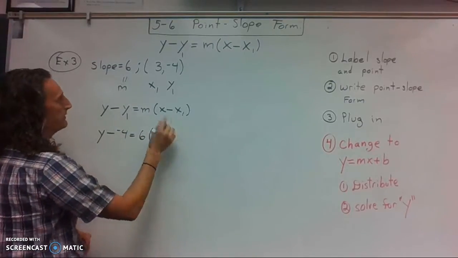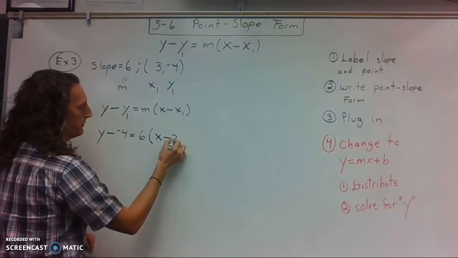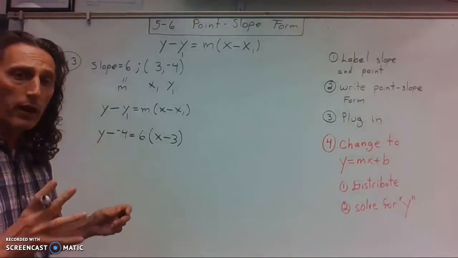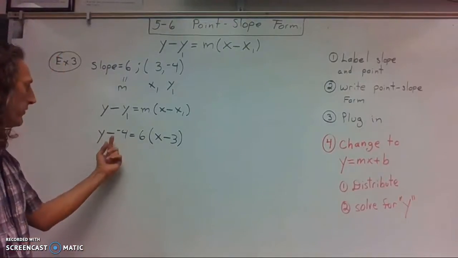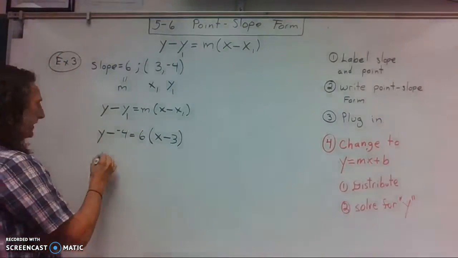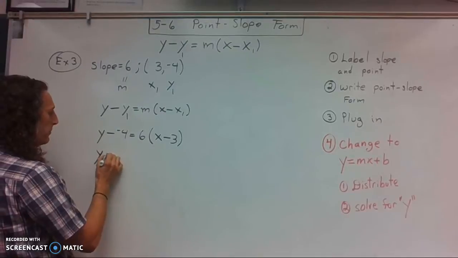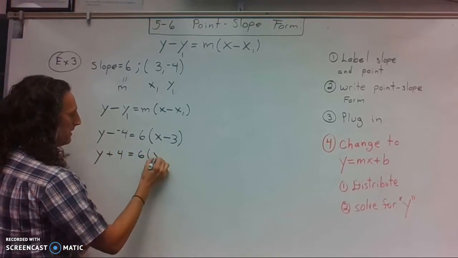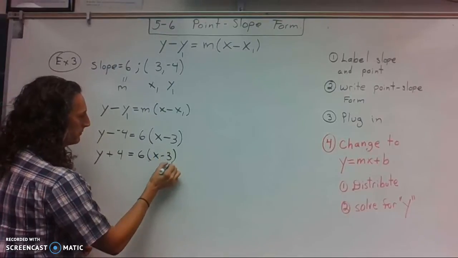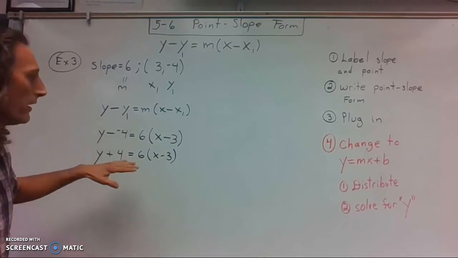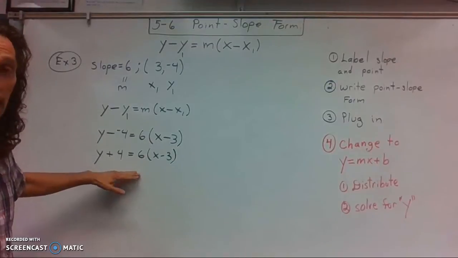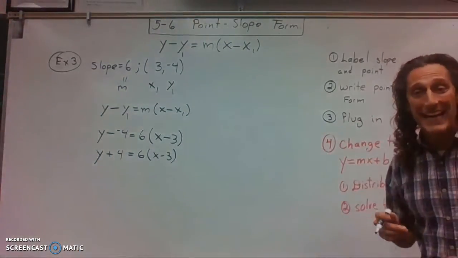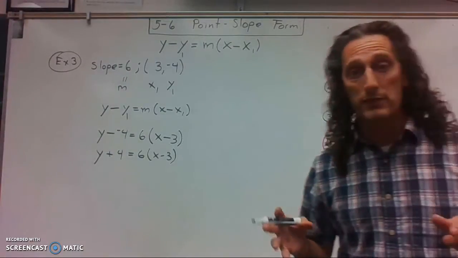X minus, and then that's just a 3. Close it up. Now, before we start changing things around, I do want to get rid of this minus negative 4. So I'm going to go y plus 4 equals 6x minus 3. But again, this is not in the slope-intercept form. So that's what's different on this one.